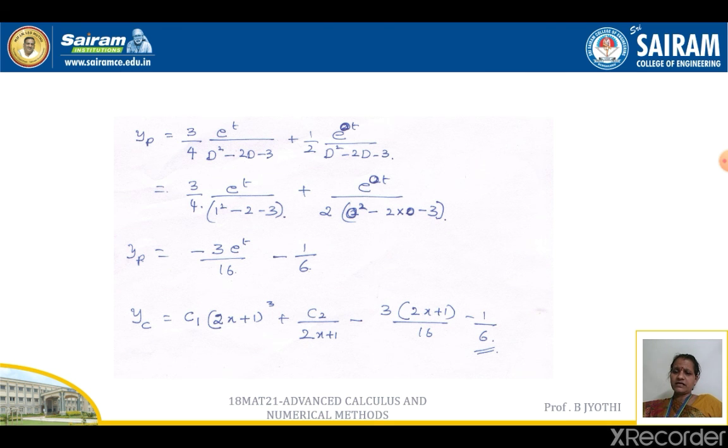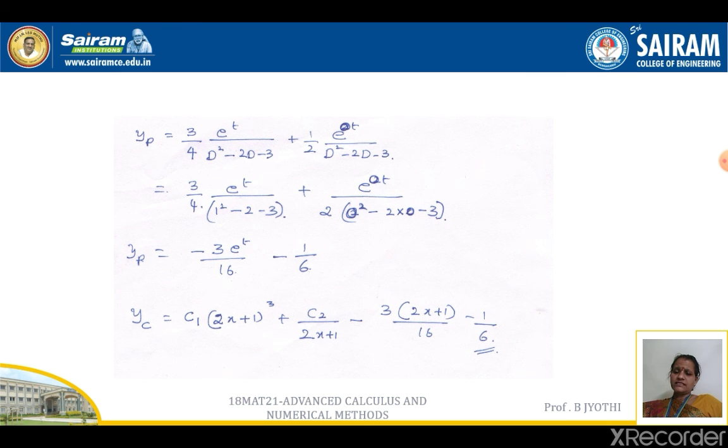And in the first part, e power t, D square is 1 square, minus 2D is 2 into 1, minus 3. And on simplification, we get it as minus 4, that is 3 by 4 divided by minus 4, or minus 3 by 16. And in the second part, it is minus 1 by 6.